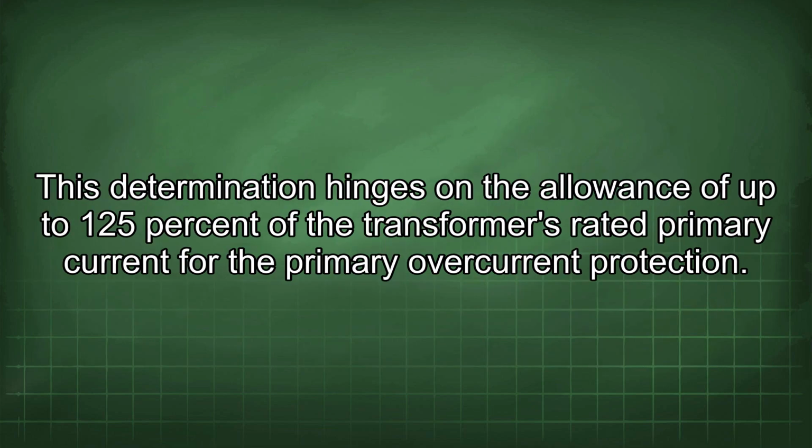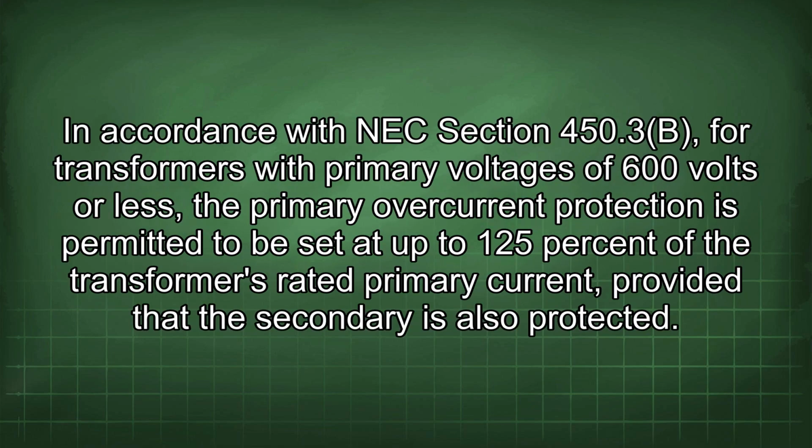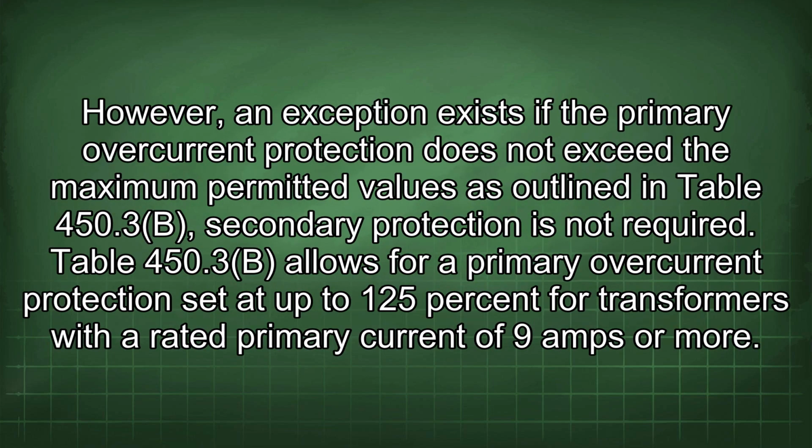This determination hinges on the allowance of up to 125% of the transformer's rated primary current for the primary overcurrent protection. In accordance with NEC section 450.3b, for transformers with primary voltages of 600 volts or less, the primary overcurrent protection is permitted to be set at up to 125% of the transformer's rated primary current, provided that the secondary is also protected. However, an exception exists if the primary overcurrent protection does not exceed the maximum permitted values as outlined in table 450.3b. Secondary protection is not required.